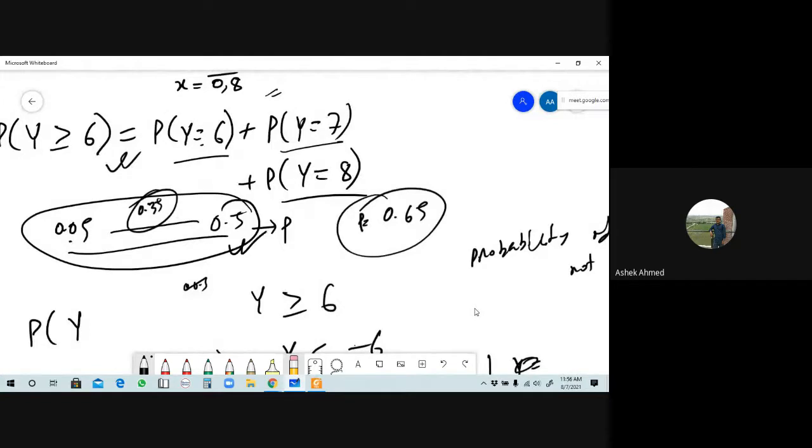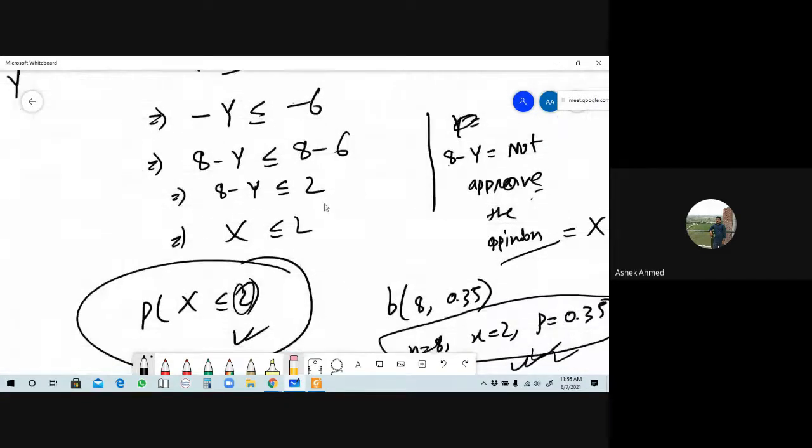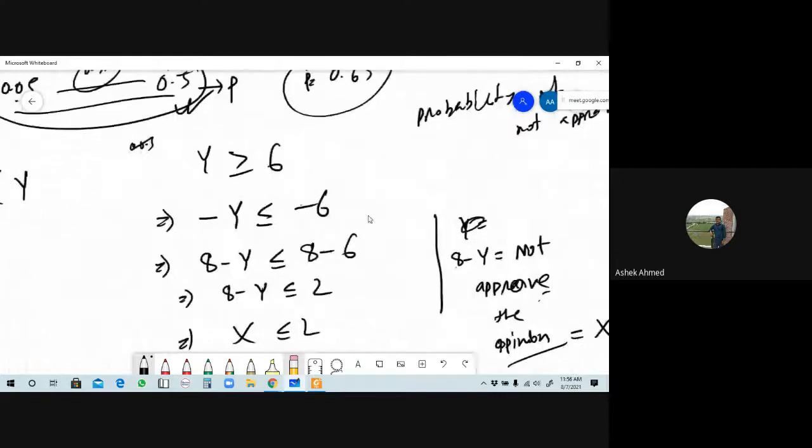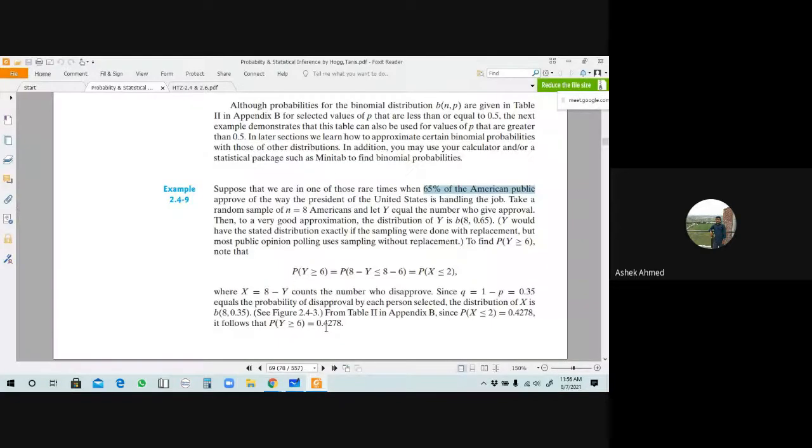Since we will not give you the table in your exams, you do not need to understand this concept, but if you understand it, it will help you in future. Okay, you have understood this. Understand? Yes, sir.